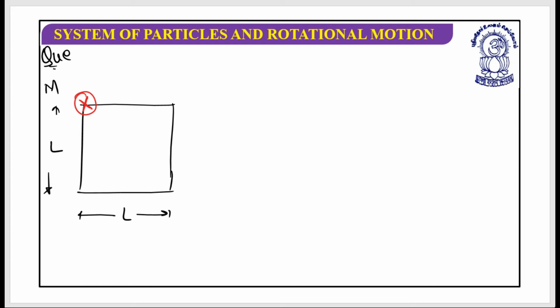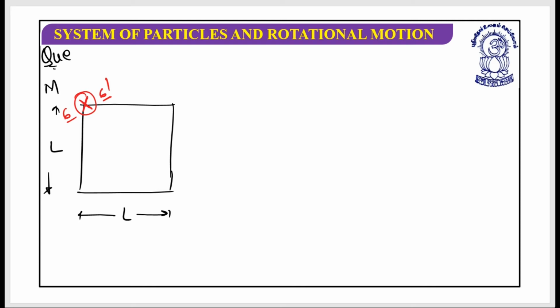Let me call this 6 6 dash. How will you do this? This 6 6 dash is perpendicular to the plane of the square plate.